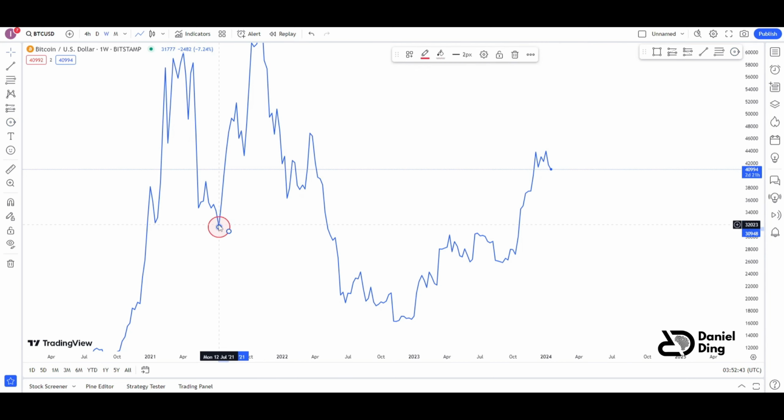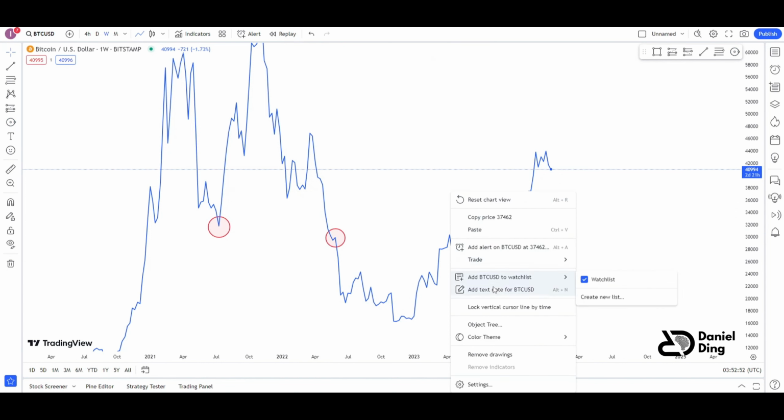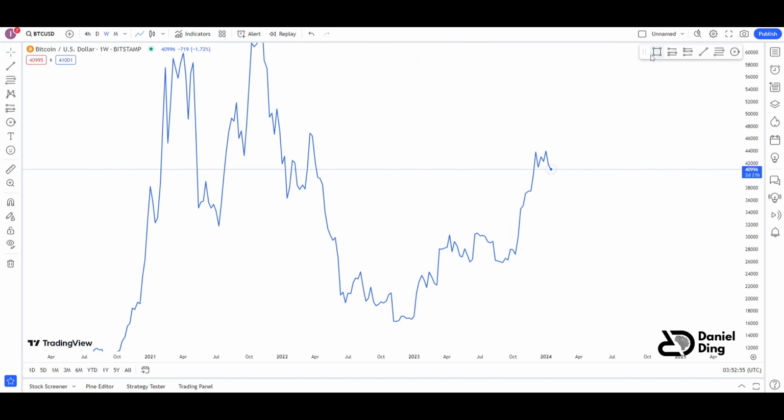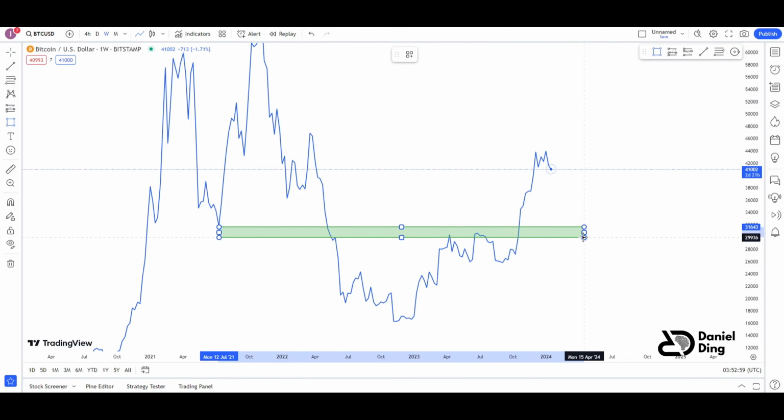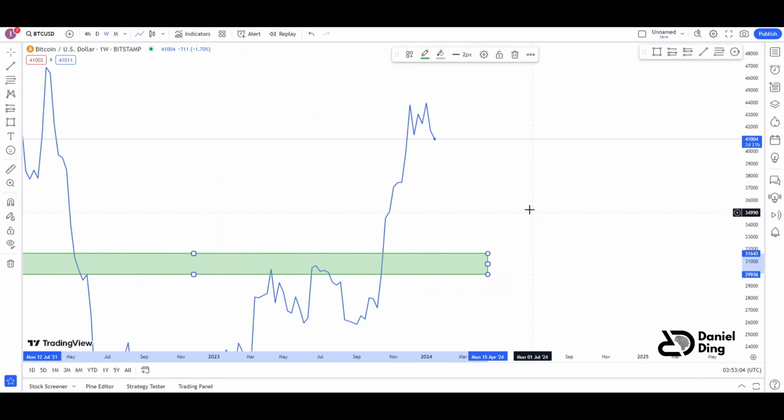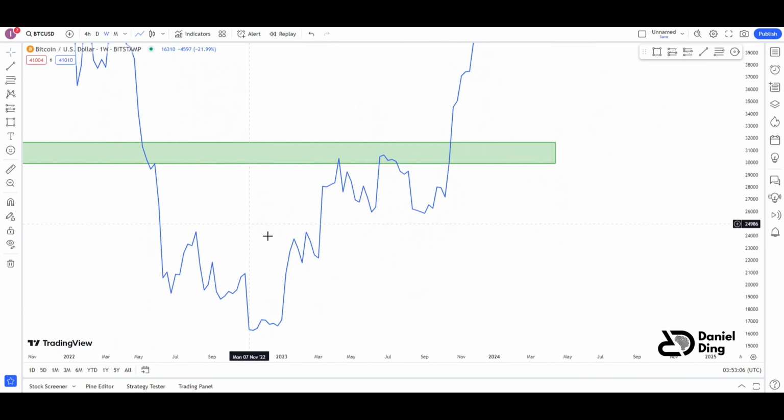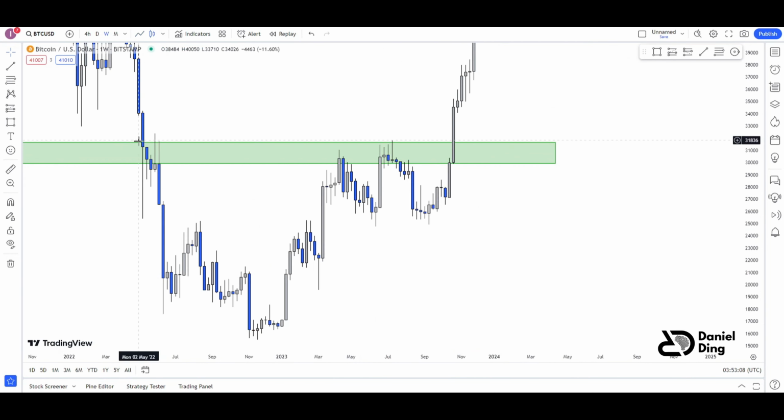Let me just repeat, just in case you don't understand how I mark the base. Look for a significant V, A. Always look to the left, V and A. Now get a rectangular tool and mark in between. Okay, so you have a base. Now observe the price as we zoom in. See, the price fell. Now why did the price stop here?